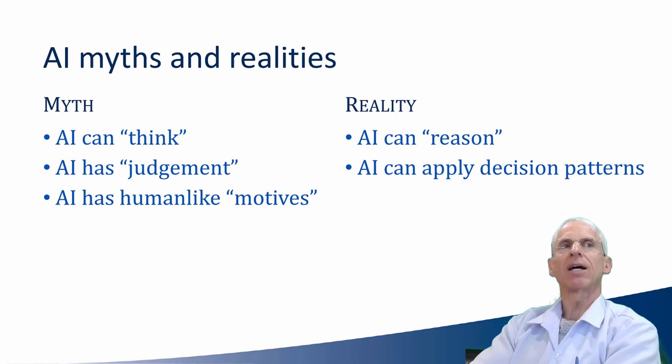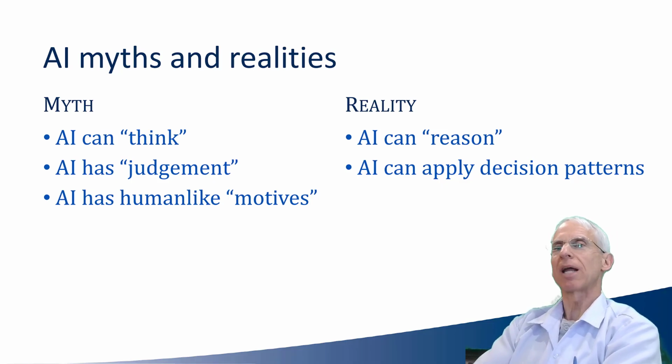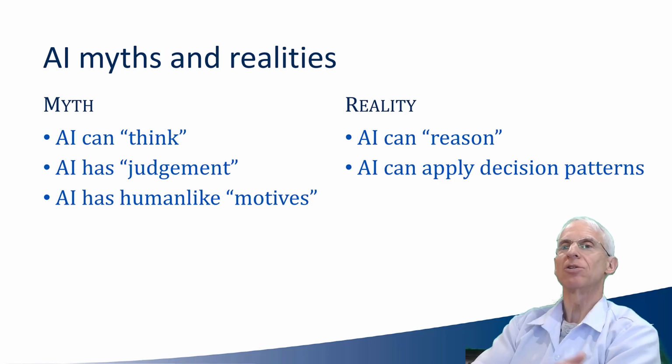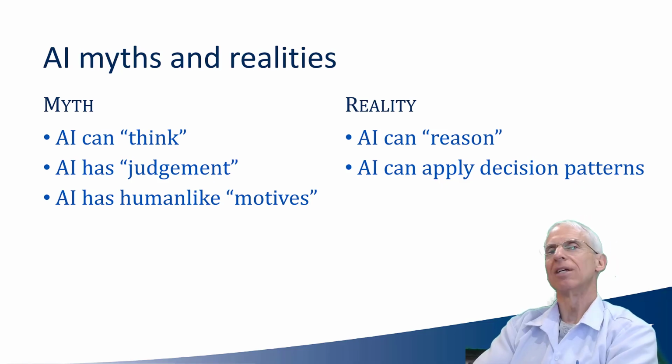Another myth is that AI has human-like motives. There have been news articles about AI trying to do different types of things. In one case, a news article about AI trying to blackmail somebody who was threatening to shut the AI model down.